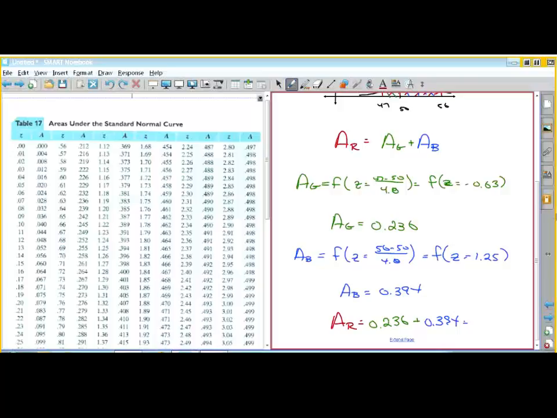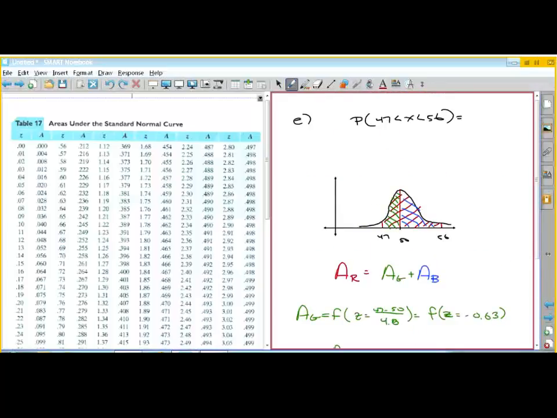So 0.236 plus 0.394 is 0.63. So the probability of getting a number between 47 and 56 is 0.63, or 63%.